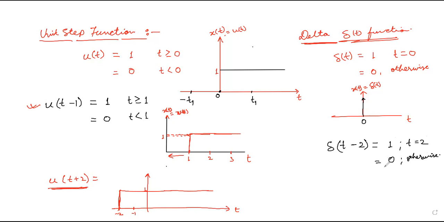ओके। तो यहाँ पर जो ग्राफ होगा वो कैसा होगा, it will be just like this one. So here it is at point 2, here 1, here 2, here 3. So this is delta t minus 2, here time t is given. So this type of basic functions are required when we will deal with our communication system.